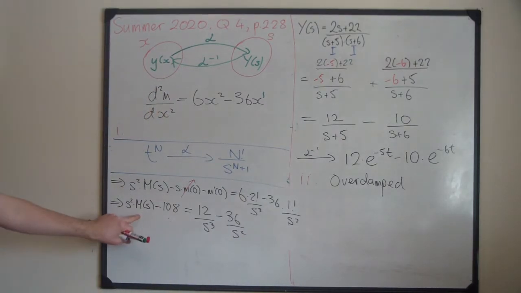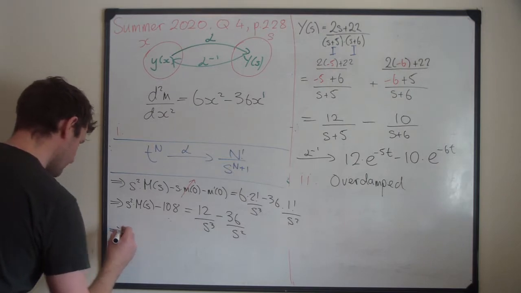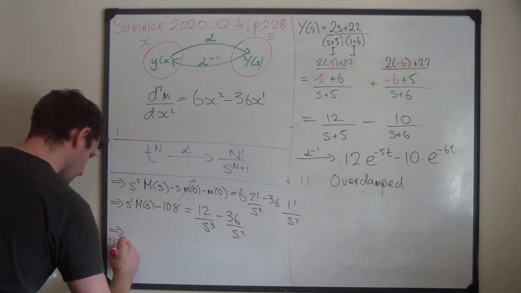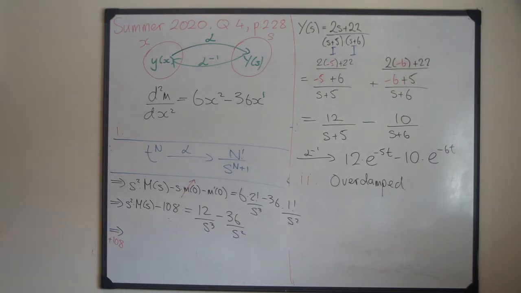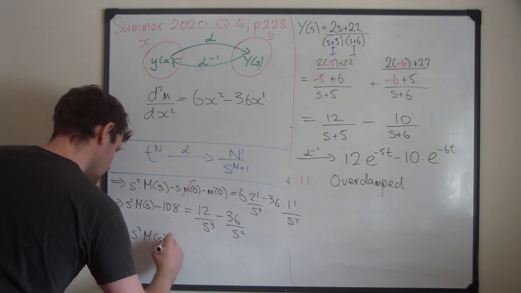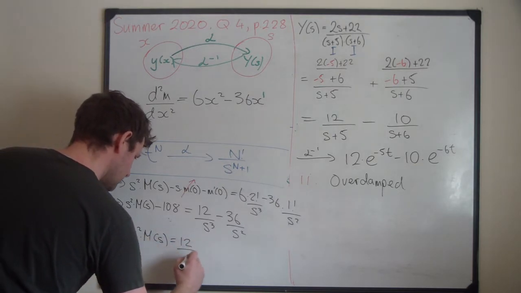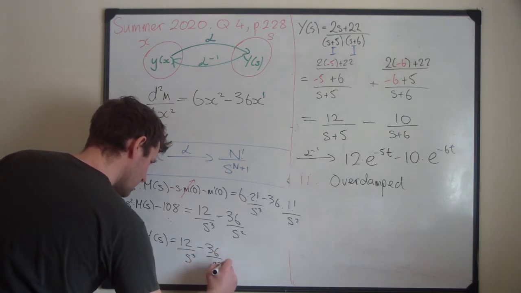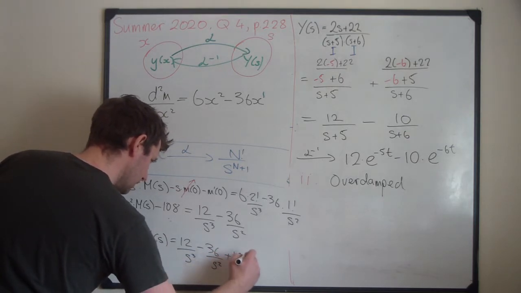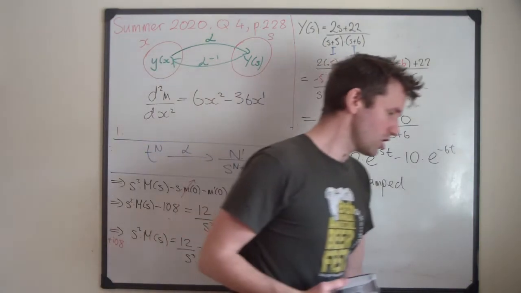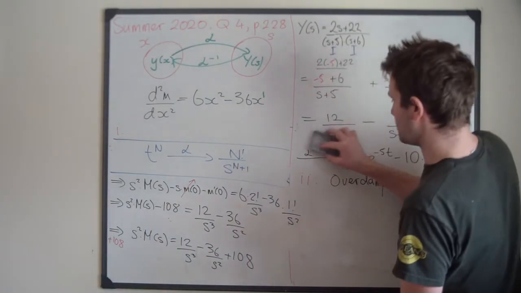We're trying to solve for big M of s, so add 108 to both sides. So you get s squared times big M of s equal to 12 divided by s cubed minus 36 divided by s squared plus 108. And now, to solve for big M of s, we need to get rid of that multiplied by s squared.